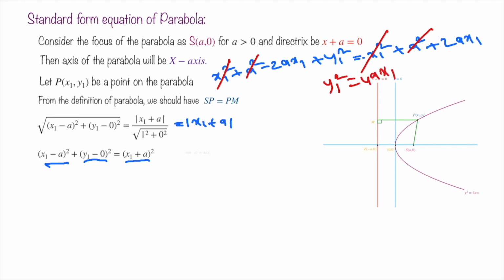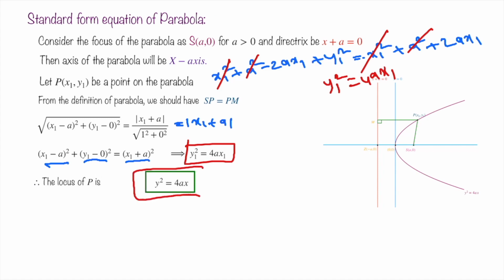So we got y1 square equal to 4a x1. Therefore, the locus of the point P(x1, y1) is going to be y square equal to 4ax. So this is the equation of the parabola in the simplest possible form. We know that for the general parabola equation, the second degree terms should form a perfect square. But in this case, there is only one second degree term, which is a square only, so no problem.